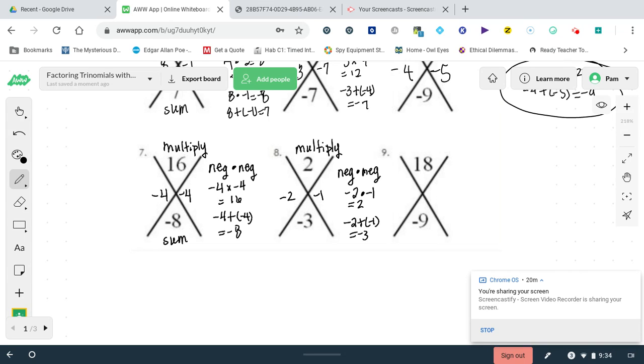Okay, if you look at the top on number 9, it's also positive. So it's either going to be a positive times a positive or a negative times a negative. We'll look down here. That's negative. So it's going to be a negative times a negative.